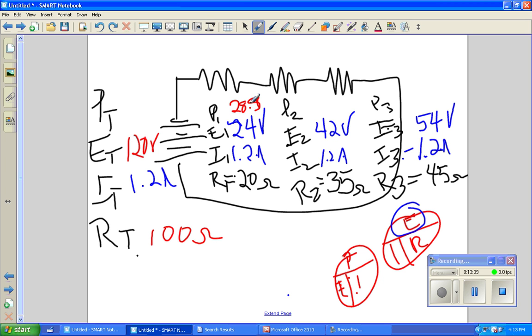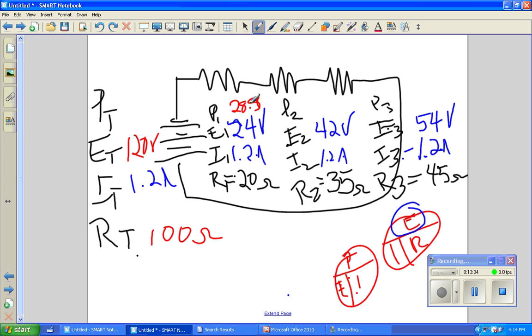Now, one of the things I forgot to do when I found my voltages is add those up to see if I've got my total supplied voltage. It's what I call the pure functional magic check. So I add 54, 42, and 24. Does that add up to 120? It's pure functional magic, I tell you. Okay, so it worked. So now we've got 28.8 watts being dissipated across resistor 1.